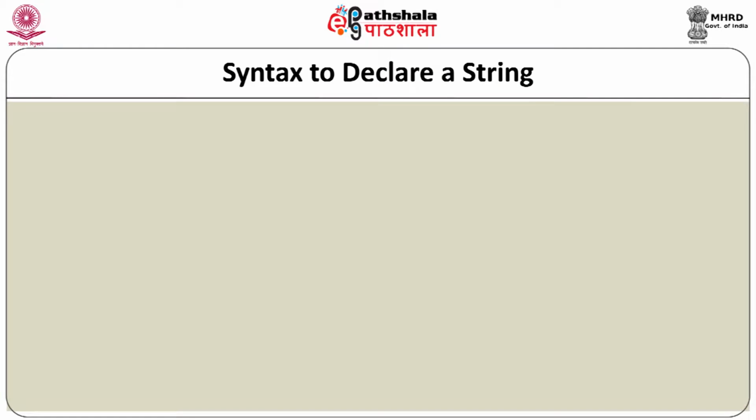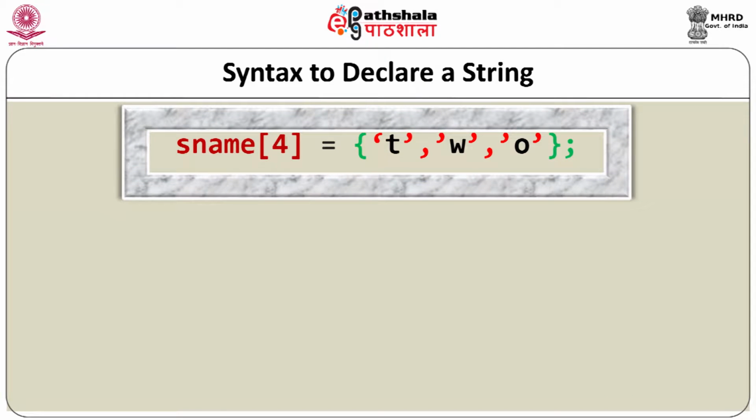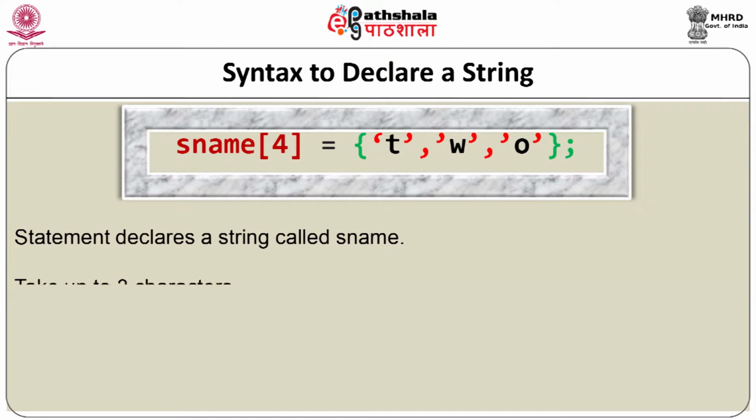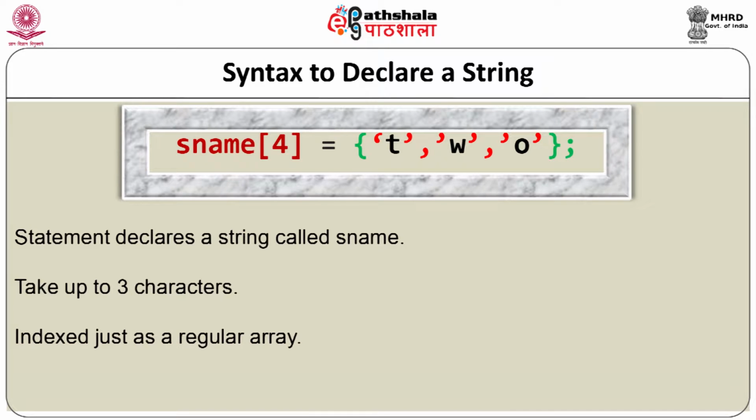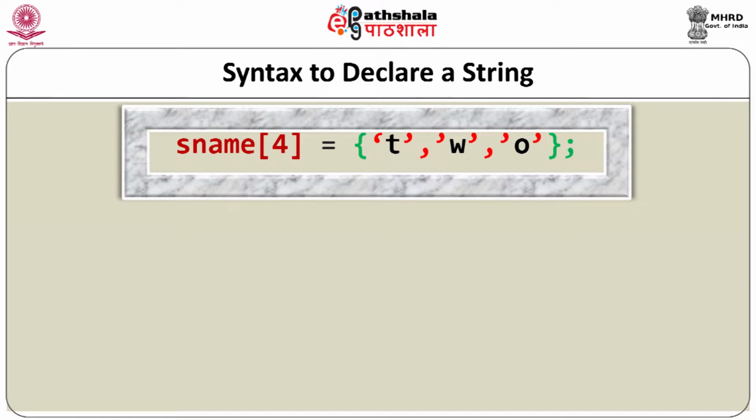Let us see the syntax of string or declaration of string. This statement declares the string called sname that can take up to 3 characters. The string characters can be indexed just as a regular array. In this string syntax, you can see sname in bracket 4, and in curly brackets we are putting different characters like T, W, O.